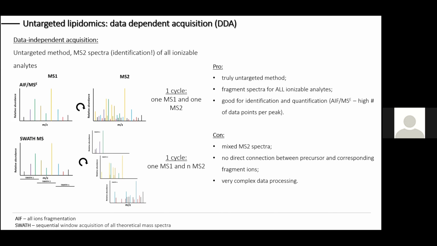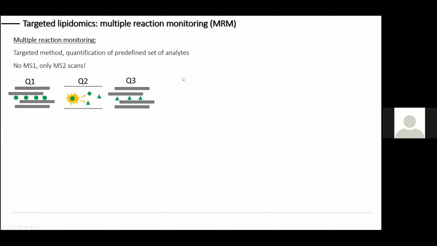So I believe in our tutorial session, at least one software, MS-DIAL, will be introduced, which can deal with this complexity of the multi-mixed spectrum. Finally, if we do not actually want to identify everything we have in the sample, but already have a pretty clear idea of what exactly we want to measure, we can go for another type of mass spectrometry-based experiment, called targeted lipidomics.